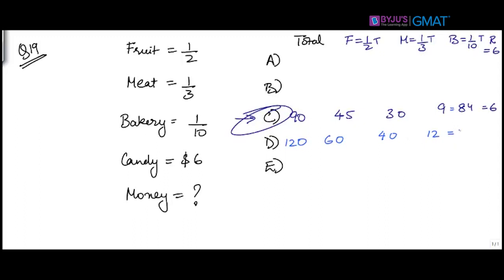what do you get? You end up getting 112. So the remaining amount will be $8. It is not 6. So the money that he spent on candies is 8 in case of option D, which is not according to what is given in the question. That's why option D does not work. And that's exactly why option C works, because it satisfies all the given conditions in the question.